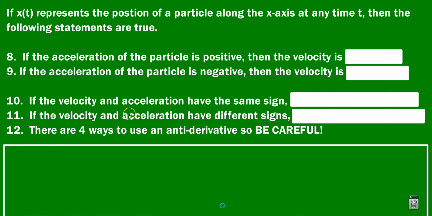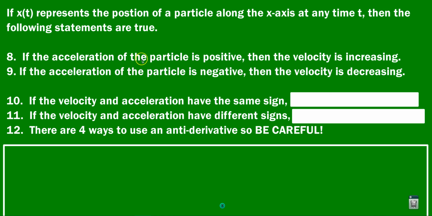Okay, if x of t represents the position of the particle at x along the x-axis at any time t, then the following statements are true. If the acceleration of the particle is positive, now let's think back to our function relationships information. Acceleration is the derivative of velocity. So if the acceleration is positive, then the velocity is increasing. On the flip side, if the acceleration is negative, then the velocity is decreasing.